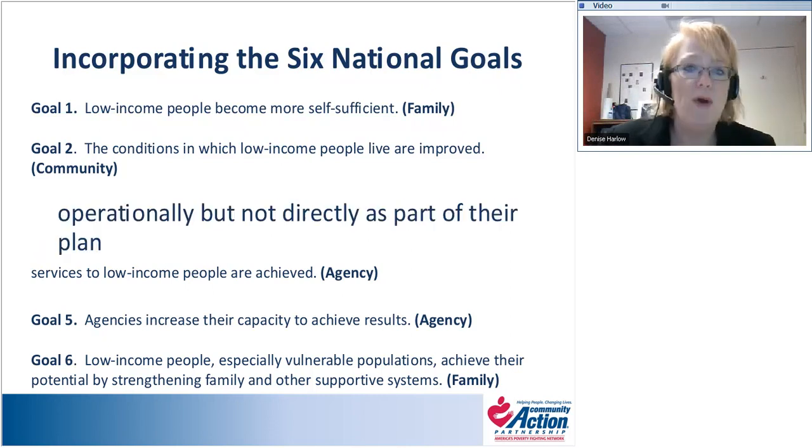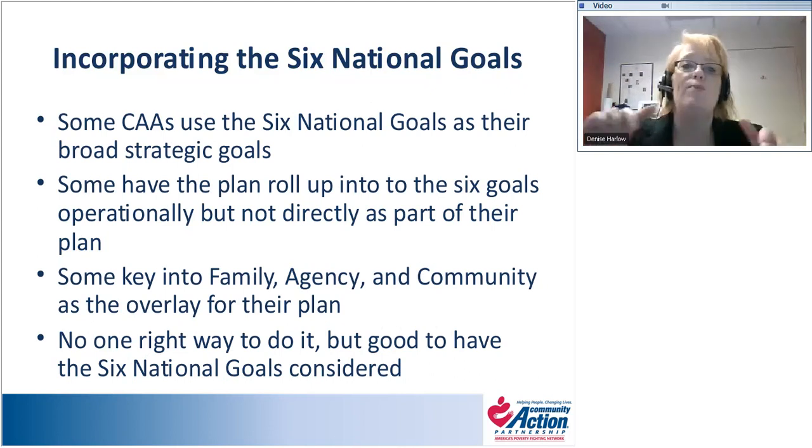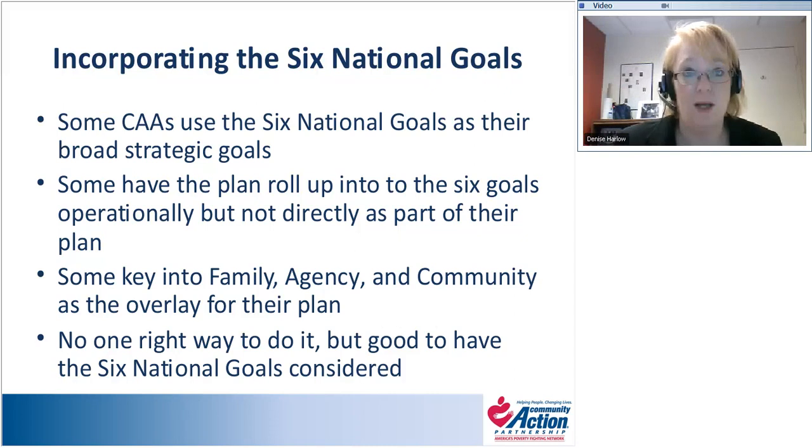So again, there's no one right way to do it. Again, some use the 6 goals as their broad strategic goals. Some have the plan roll up. They drill it all the way down to the NPI level, or the National Performance Indicator level, right into their plan. And some of the examples we'll show you to go look at on the web will show you how they do that. Some really do key into that overlay of family, agency, and community. But again, there's no one right way to do it. And the standards try not to imply that there's one right way to do it. But we do talk about in the standards the need to identify where you're talking about family, agency, and/or community.